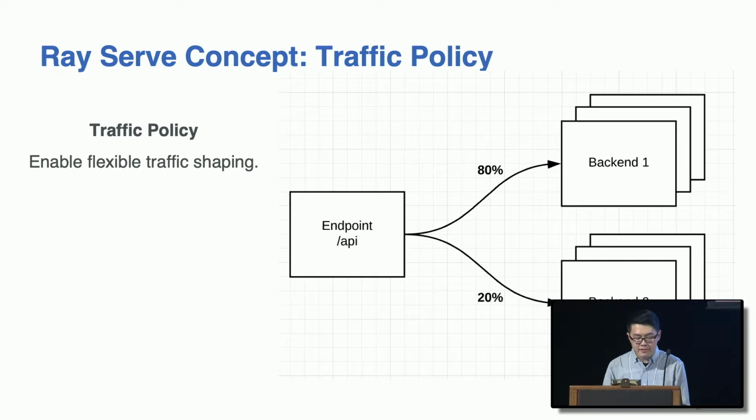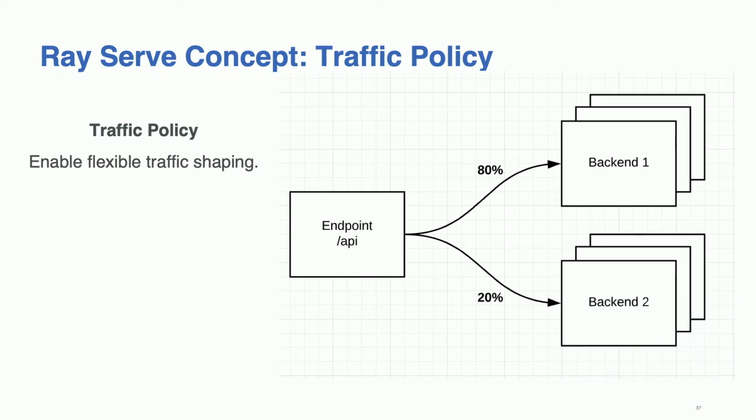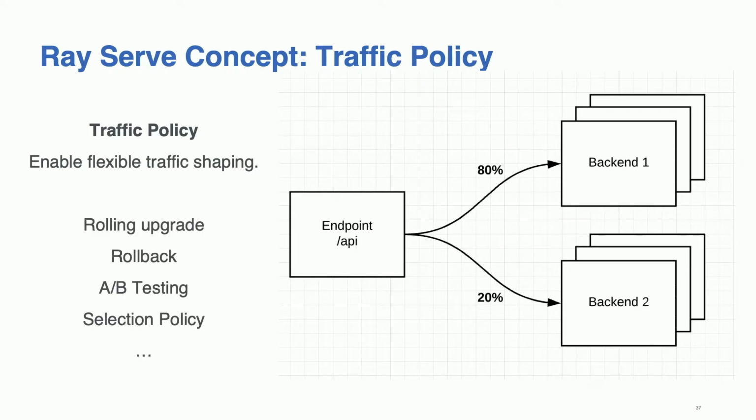So in this picture right here, the endpoint can send 80% of traffic to backend A and 20% of traffic to backend B. This kind of simple split architecture can enable us to perform advanced functionality like routing upgrade. And if you find out some model version was wrong or there's a bug in it, you can immediately roll back the traffic so users are not affected. You can perform interesting patterns like A/B testing or even advanced selection policy.